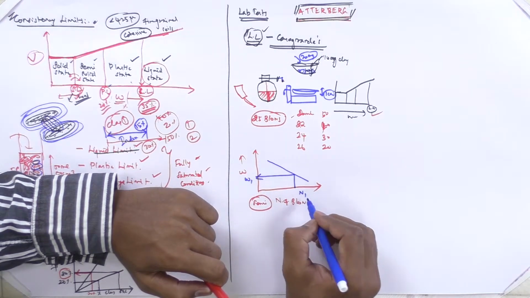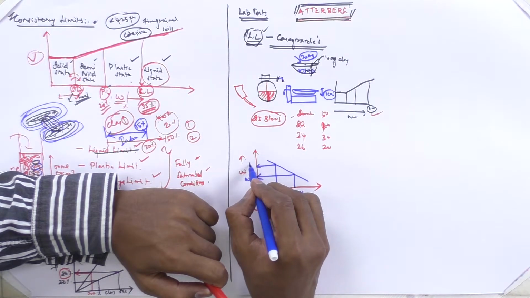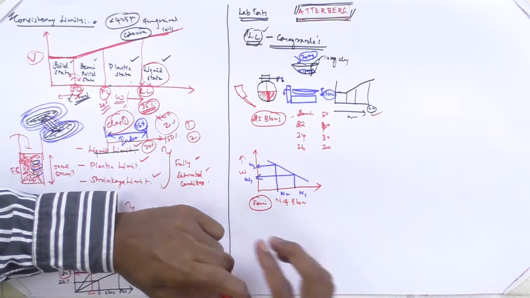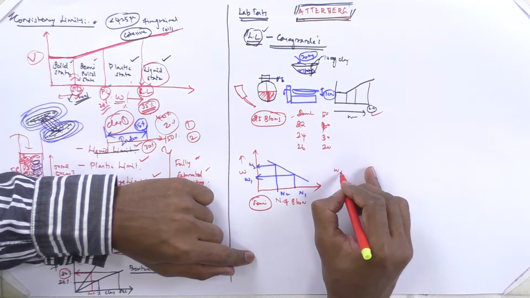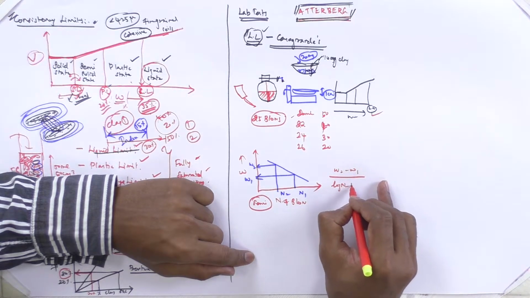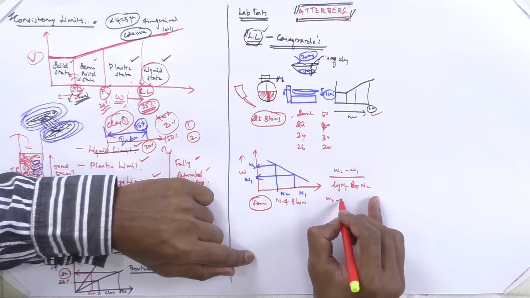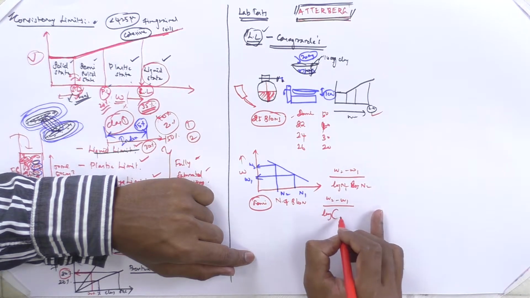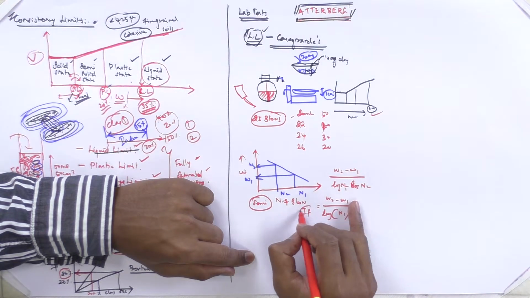So W1, N1, N2, W2. So this is nothing but W2 minus W1 divided by log N1 minus log N2. W2 minus W1 divided by log of N1 divided by N2 is nothing but the flow index.